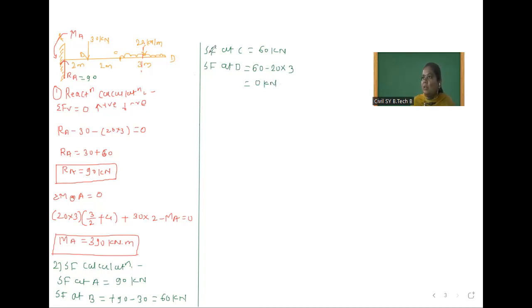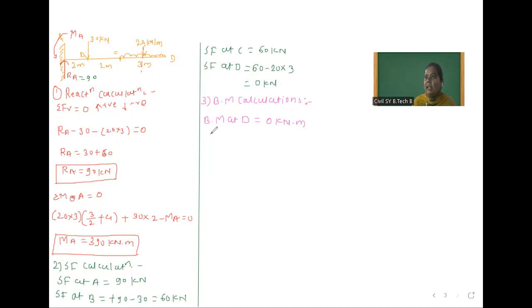After that, next step is bending moment calculation. Okay. So we will calculate from D point. So you tell me bending moment at D. Bending moment at D is 0 kilonewton meter.